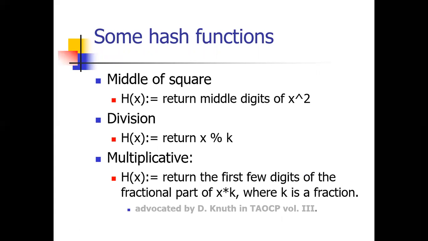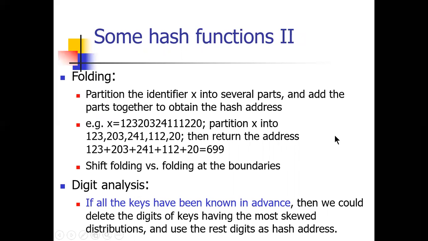Some hash functions: the middle of the square returns the middle digits of x to the power 2. Then there's division, which returns the modulus. And there's multiplicative, where you multiply the key by a fraction k. These are some of the functions that you can use to implement hashing in hash tables.